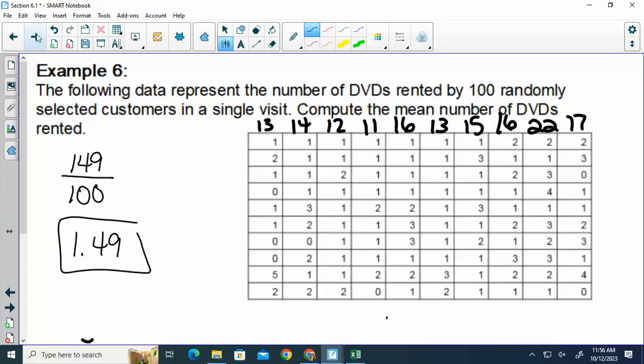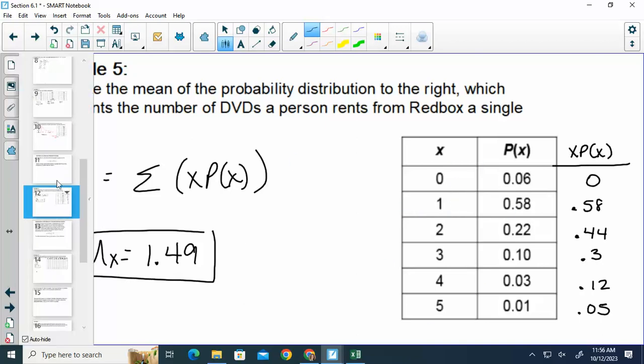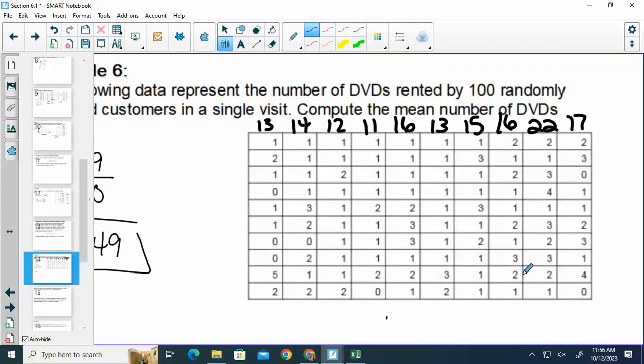Okay, this is the extended data set from that. It was the same example. I just showed you two different ways of interpreting it. So this is where I had the probabilities. Example 6 is where I listed out all those individual points. And we just confirmed that we got the same mean for both.